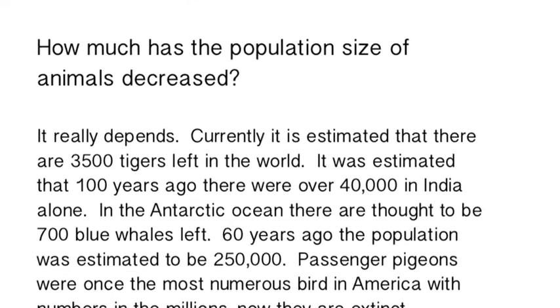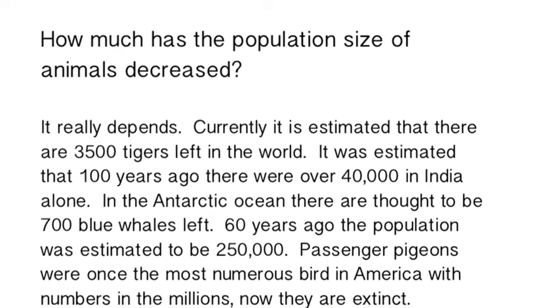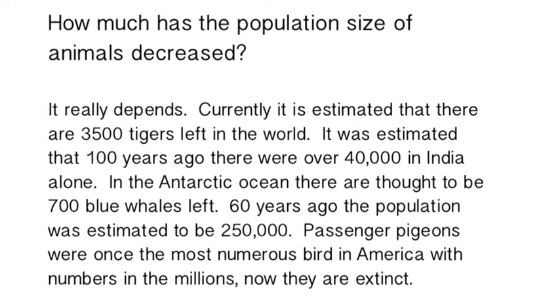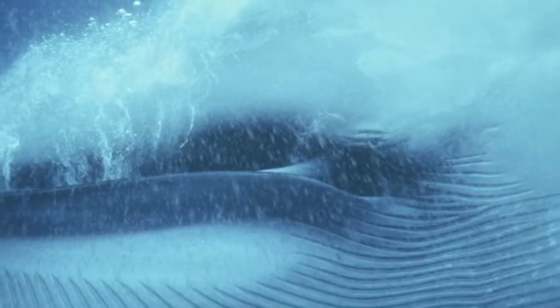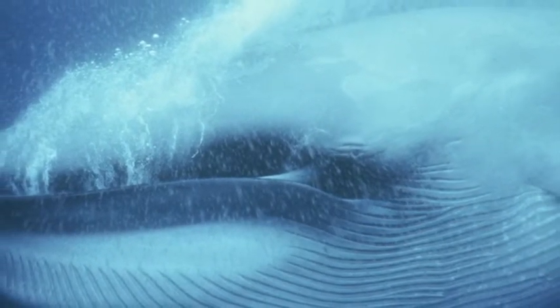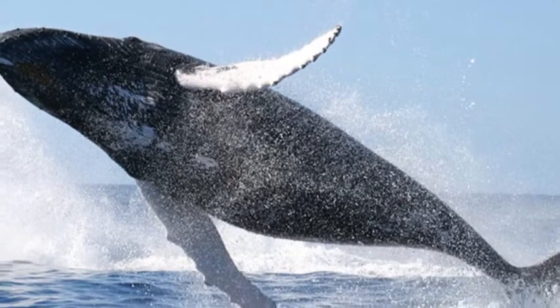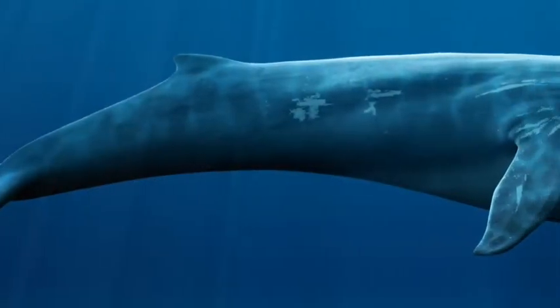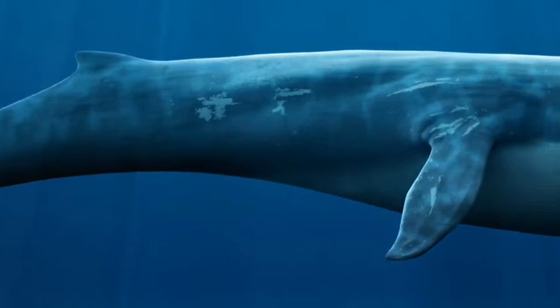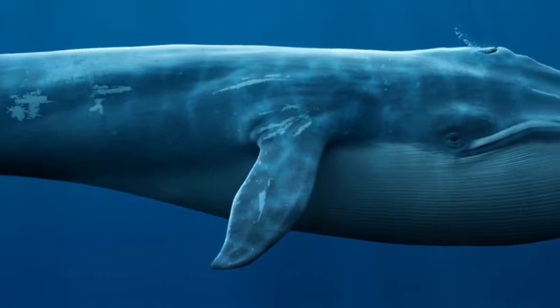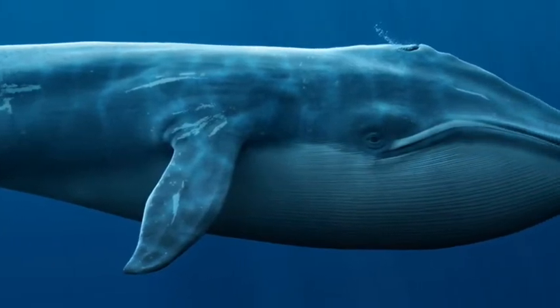Okay, so let's look at some numbers here and see how important that is. Right now, there are 3,500 tigers left in the world, and it's estimated that 100 years ago, there were 40,000. Just 100 years ago. 700 blue whales exist right now. Only 60 years ago, your grandparents were alive when there were 250,000 whales in Antarctica. Now there's 700. If that doesn't stop and make you go, holy crap, what are we doing? I don't think anything will. It's that serious.